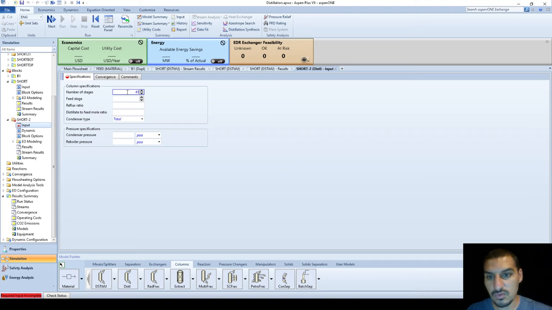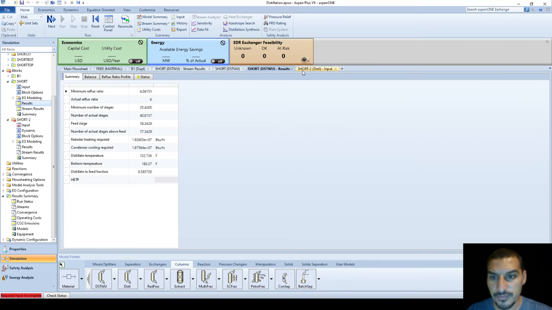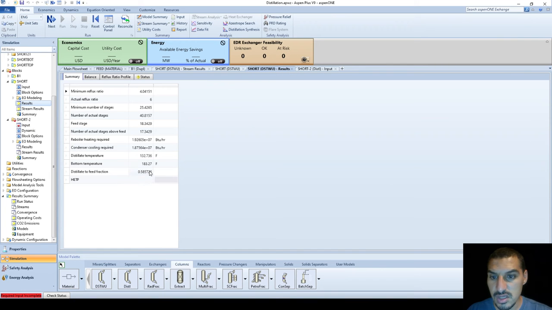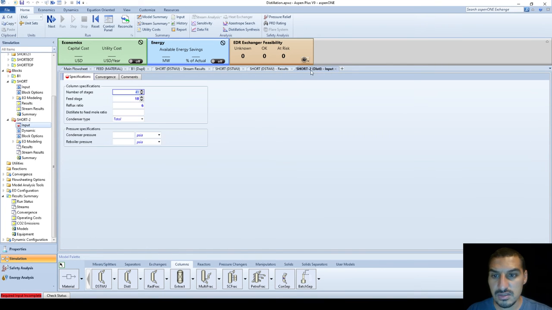So I'm gonna go for one more stage. The feed stage was here 18.3. Again, if I go here, you'll see that these arrow buttons, top and bottom, mean that it has to be a whole number. So I'm gonna go for 18. The reflux ratio that we used was 6, so I'm gonna keep it as 6. The distillate to feed molar ratio was 0.5857, so I'm gonna put 0.5857.